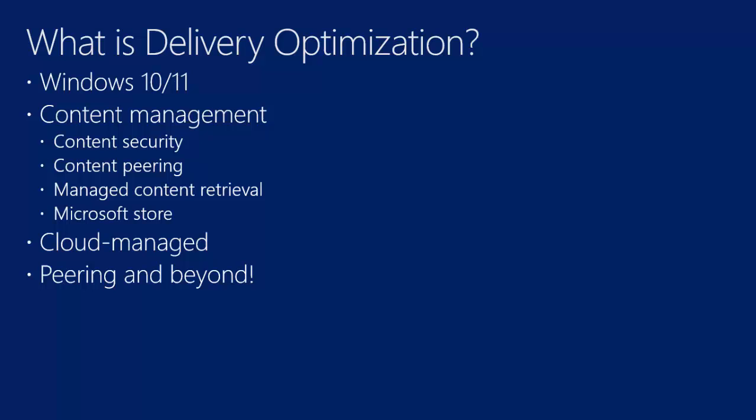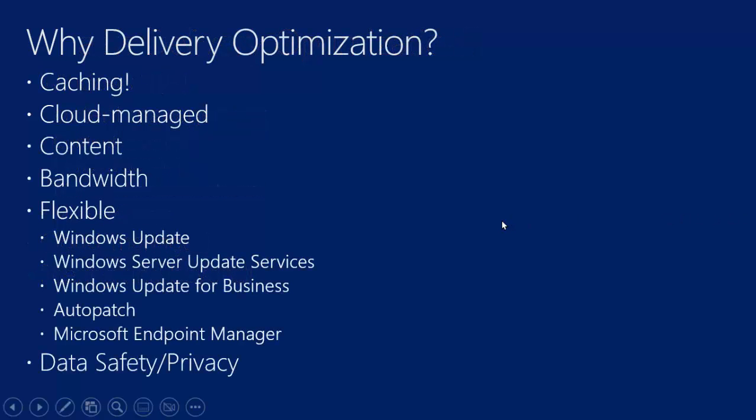So definitely a peering solution, definitely more than a peering solution, right? So why delivery optimization? Well, a key reason that people want delivery optimization, at least initially, is caching, right? Being able to have content cached on peers in your network to preserve bandwidth, right?